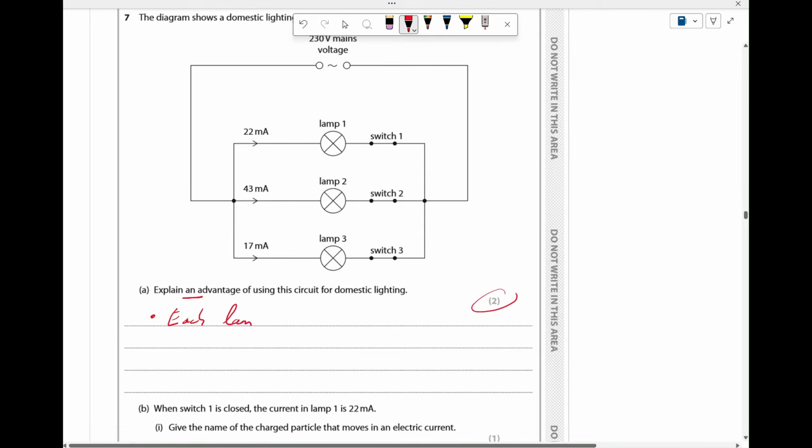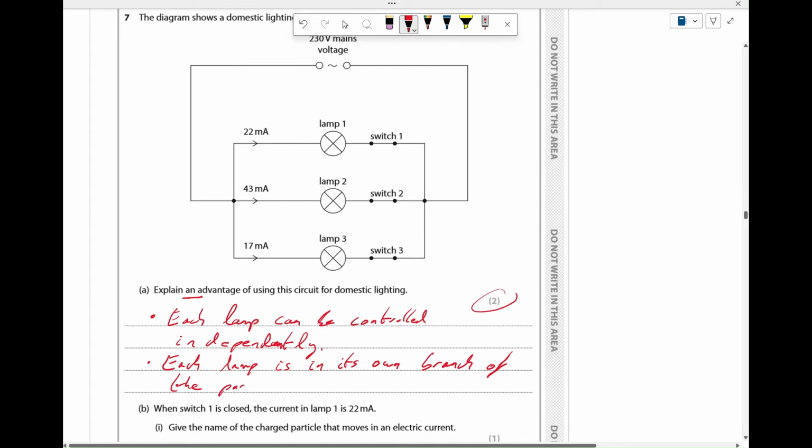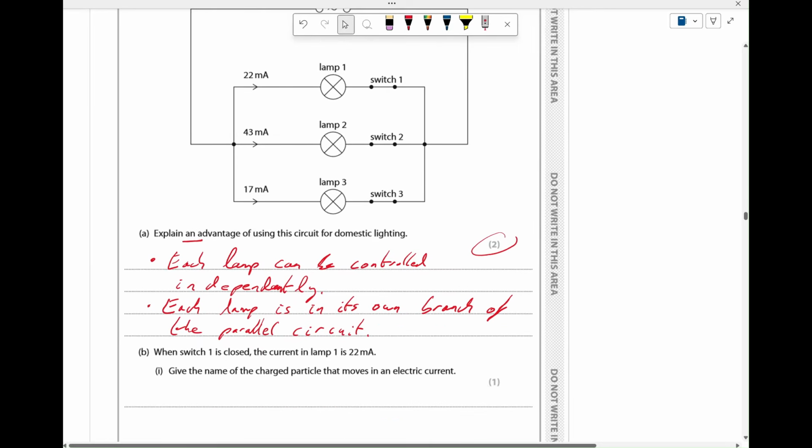Each lamp can be controlled independently. And the reason for that is each lamp is in its own branch. I think I'll tell them that I know it's a parallel circuit as well. So each lamp is in its own branch of the parallel circuit. Okay.